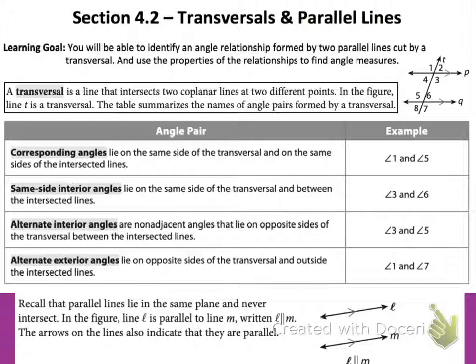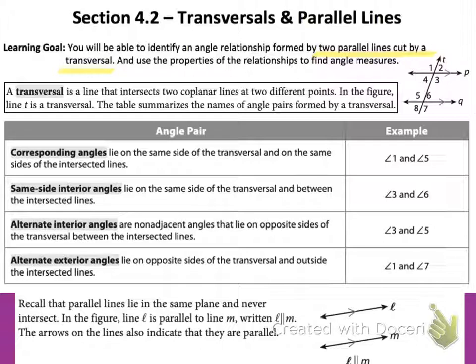So I use the word transversal, and that's part of our learning goal. You will be able to identify an angle relationship formed by two parallel lines cut by a transversal. So what is a transversal? We're going to learn that, and use the properties of the relationships to find angle measures.